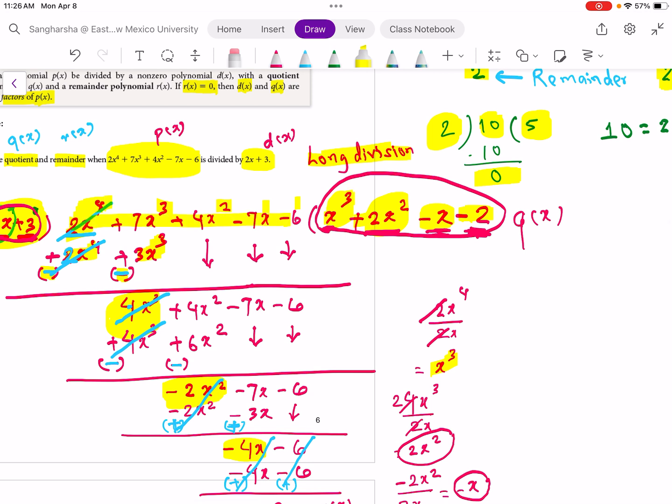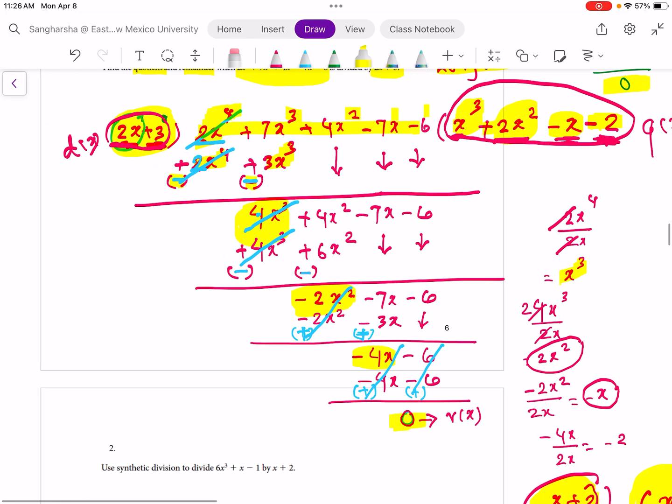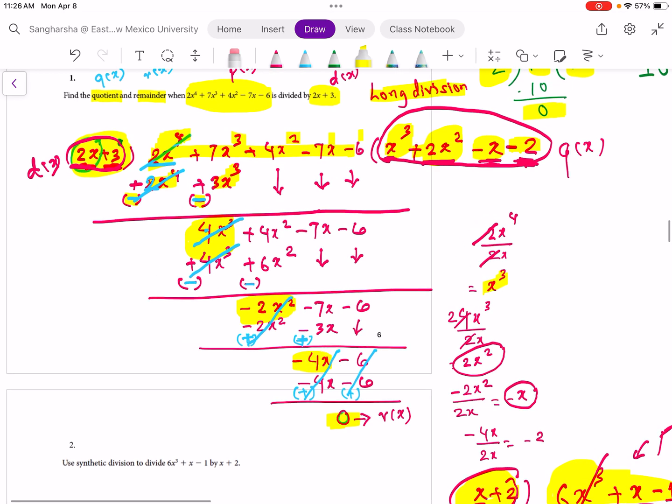Okay, the quotient always has a degree less by 1 than the degree of the dividend, and the remainder has a degree 1 less than the degree of the divisor. And this is the long division method. So in your exam, if you are asked to use long division, then you have to use long division. Okay, any questions with the long division?